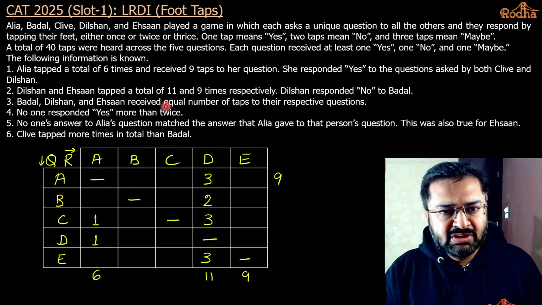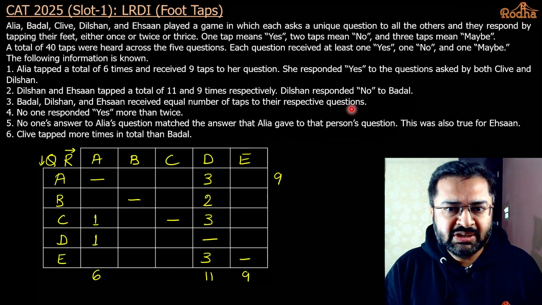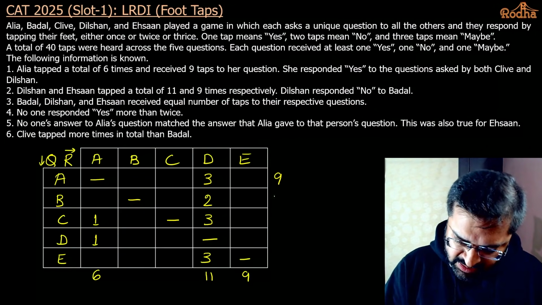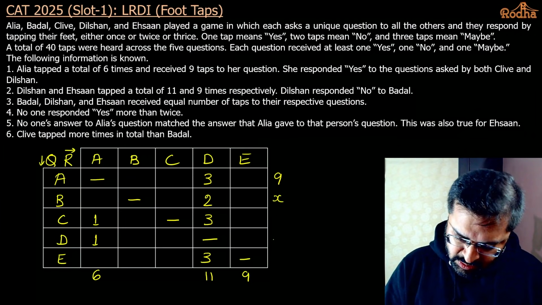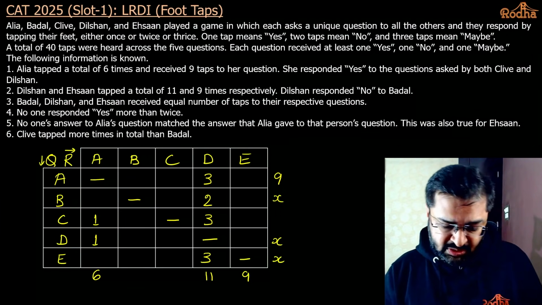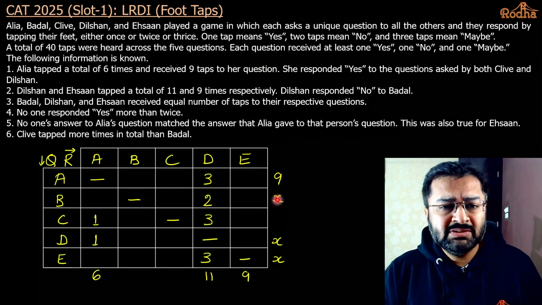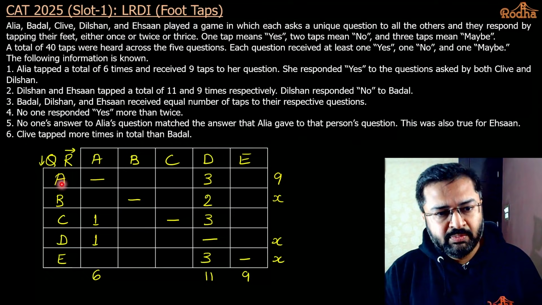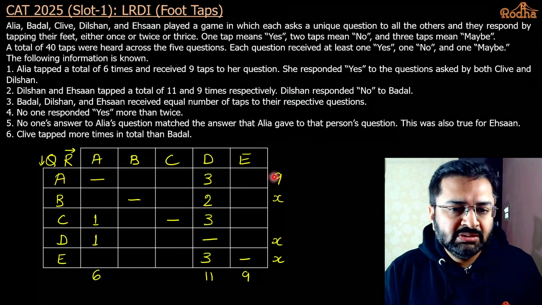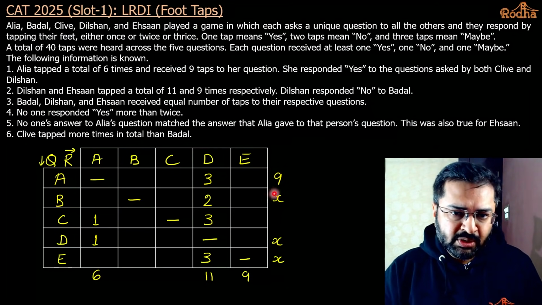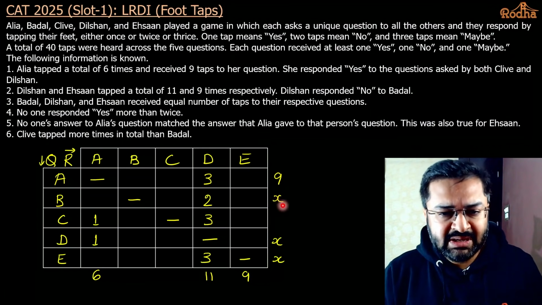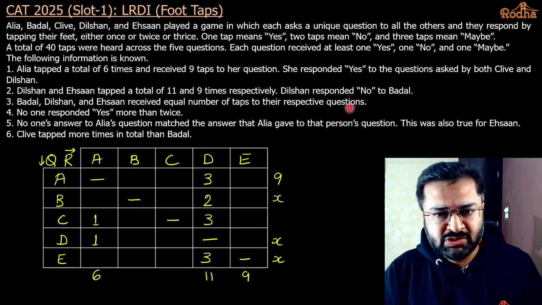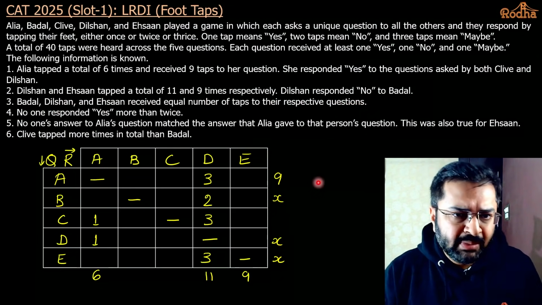B, D, and E received an equal number of taps to their respective questions. So that we don't forget it, I'll quickly write X here. What does that mean? Whatever this number is, because they received an equal number of taps. So this is the number of taps received by A on her questions, right? I don't know what that number is. This is X, this is X, this is X. This is what it says. B, D, and A received an equal number of taps to their respective questions. Let's call them X for the time being, right?